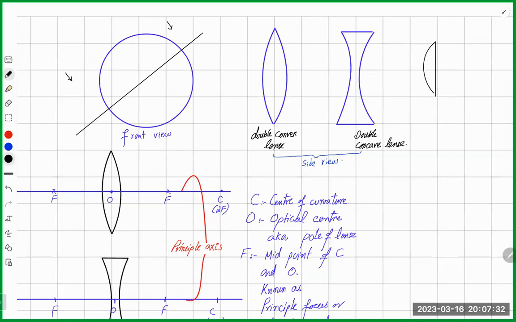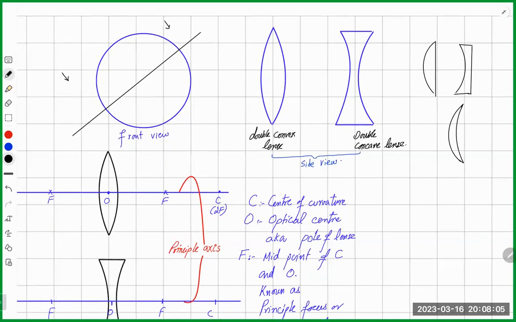this. Some are like this. Okay, and one form can also be like this. But luckily, we don't have these kinds of lenses.